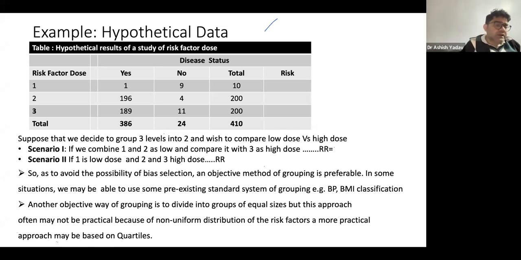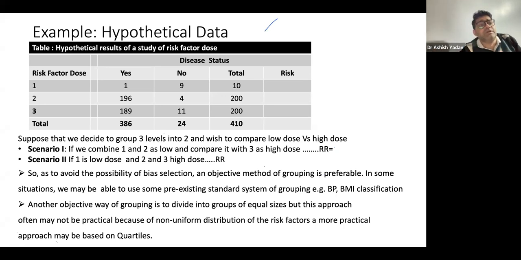The ideal way is that if your science suggests a pre-existing standard, for example in BMI, BP, sugar, where we have a pre-existing standard classification table, we use it, and it's okay. But if we do not have a standard classification, we can divide it into equal intervals. In physical sciences that is quite good, but in medical sciences, generally the risk cannot be divided into equal groups.